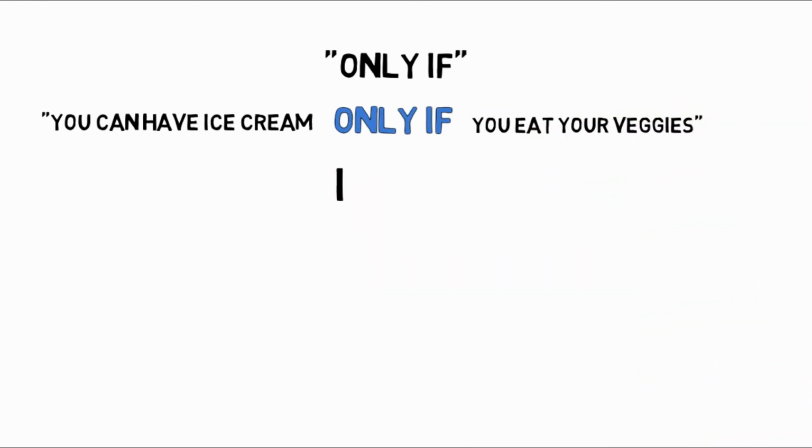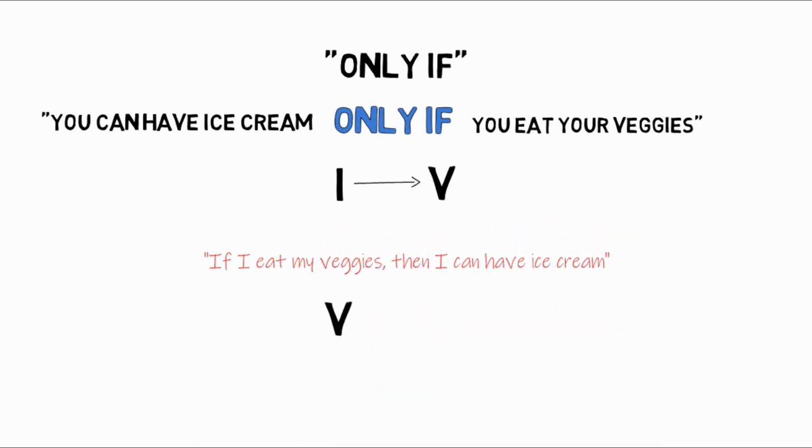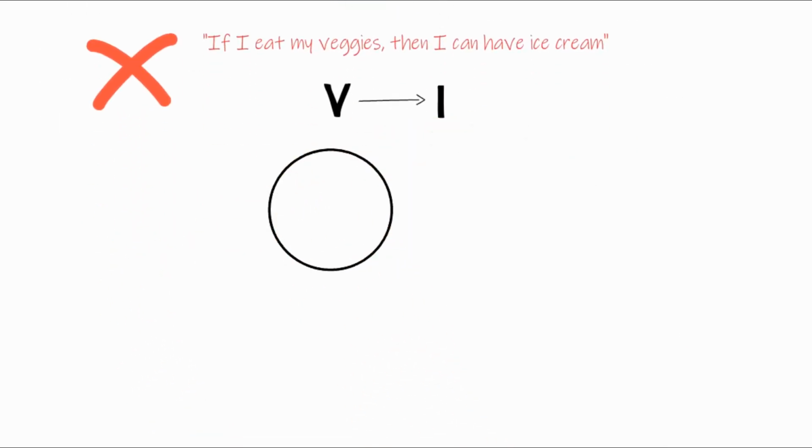So what am I trying to say? Well, here's the problem. Most people's intuitive inclination is to interpret this statement to mean, if I eat my veggies, then I can get ice cream. And that would look like this. But if you remember from our discussion of the conditional, the statement, if I eat my veggies, then I can have ice cream, logically allows for the possibility that I could have ice cream even if I don't eat my vegetables. And I don't want to allow that because the only if stipulates a single condition here. It's not that eating my vegetables is one way that I could get ice cream. It's the only way. I should not be able to have ice cream without eating my veggies.